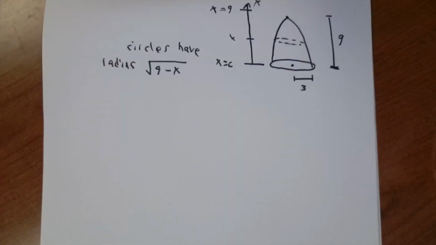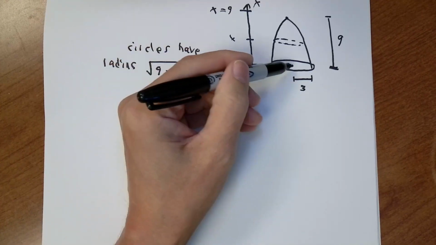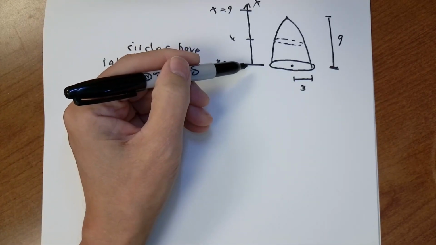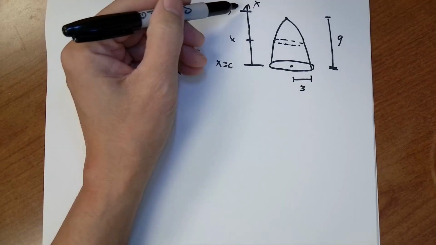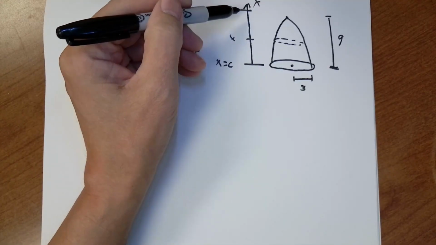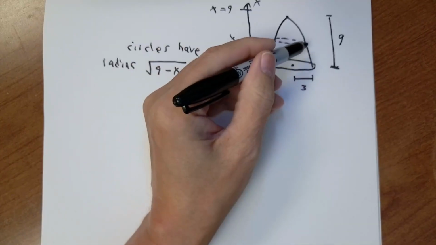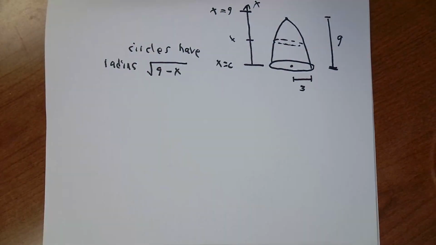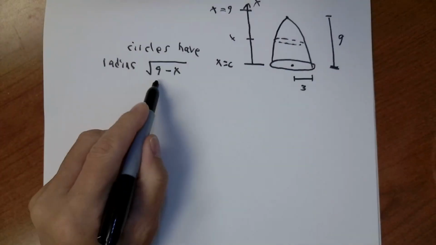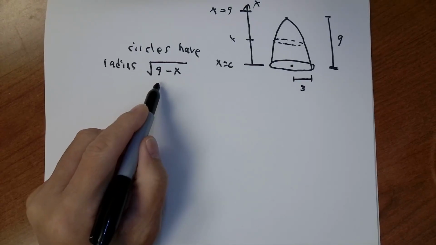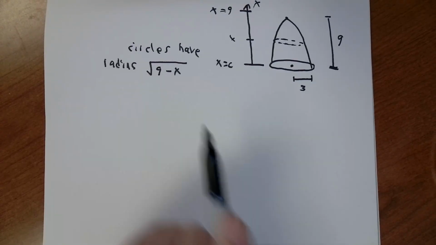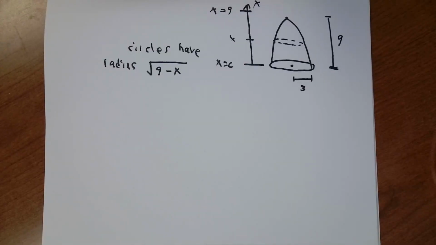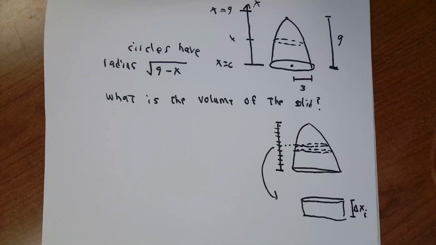I'll set up my variables this way. x equals 0 will mean that I'm down at the bottom of the figure. x equals 9 will mean that I'm up at the top, and for some other x, I'll have a circular cross-section whose radius is the square root of 9 minus x. I just made this up as an example. I want to figure out what the volume of that solid is.